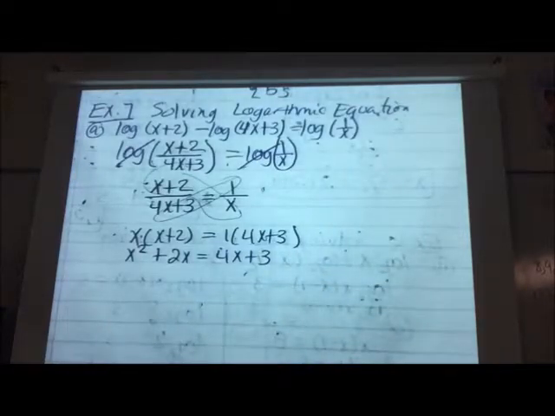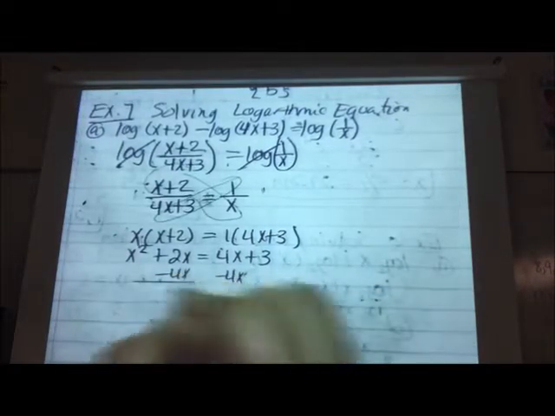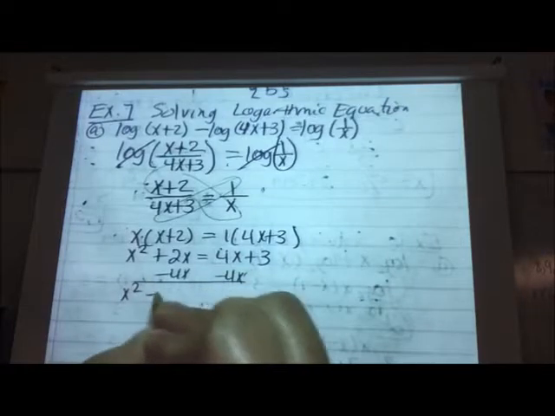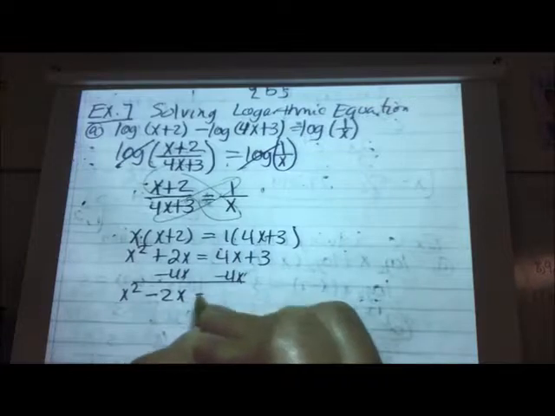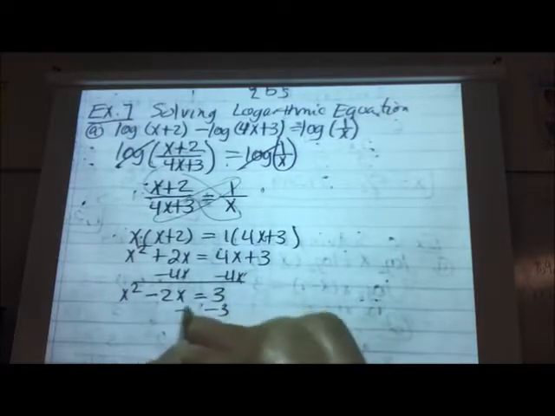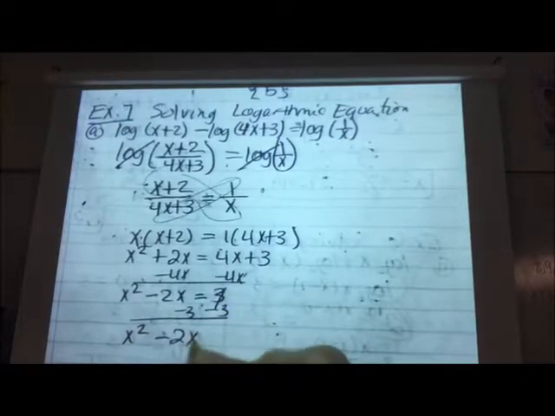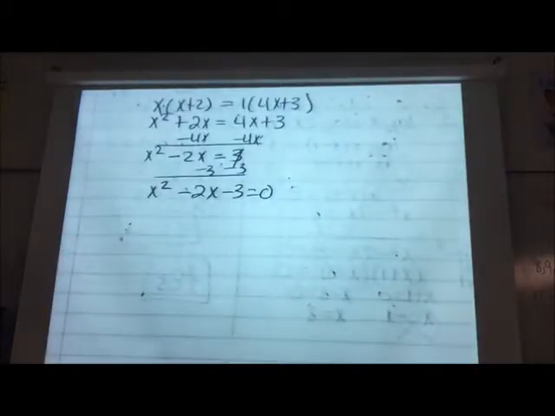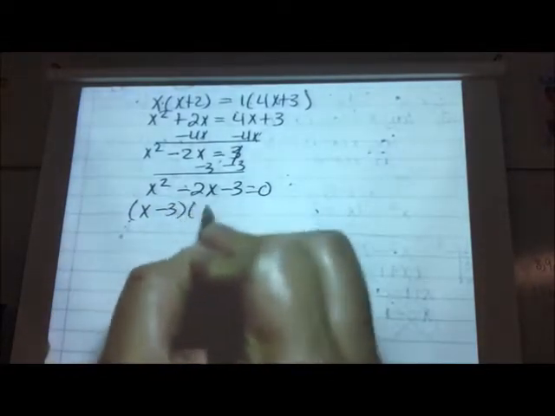Because it has an x squared, everything needs to move where? To one side. So I will subtract 4x: x squared minus 2x equals 3, subtract 3: x squared minus 2x minus 3 is equal to 0. Do we agree with that? So what two numbers multiply to negative 3 but add up to negative 2? Negative 3 and 1. So x minus 3 and x plus 1.